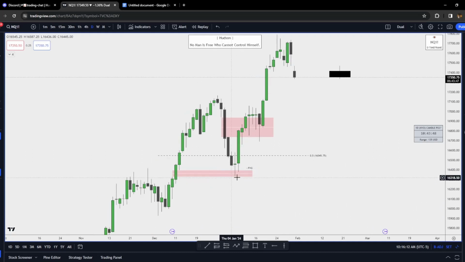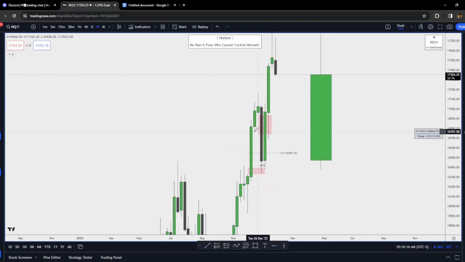Now, the next thing you can do with this fair value gap is go to the higher time frame. So the weekly chart, notice we have this huge fair value gap right here. Just measure out that 50%, and you want to be looking for under that 50% if we have a huge fair value gap lying somewhere.